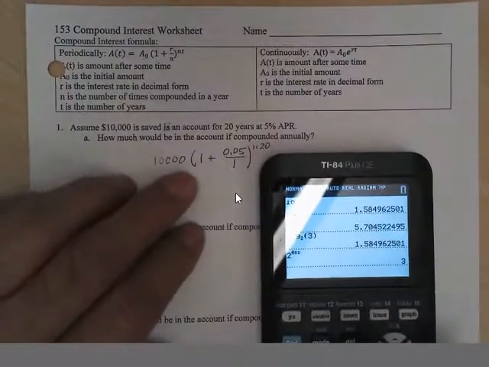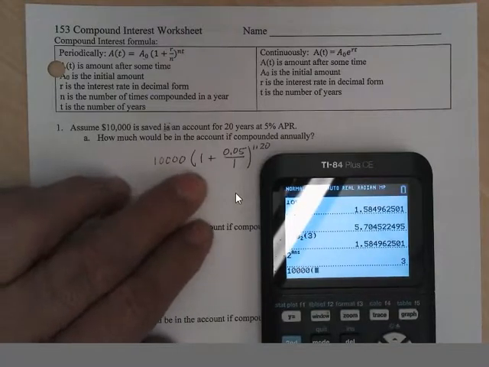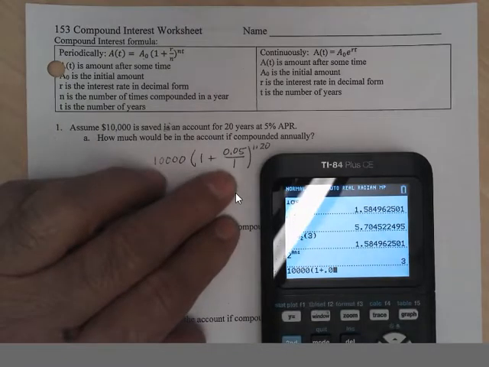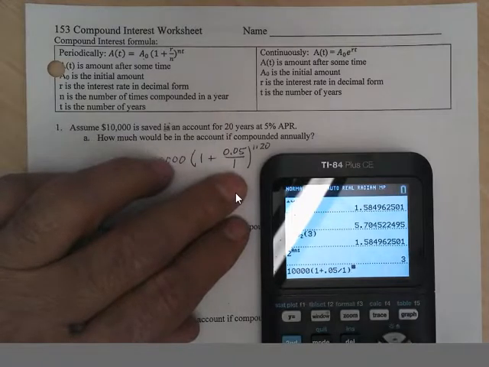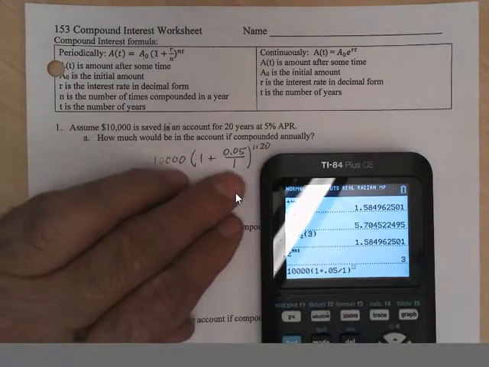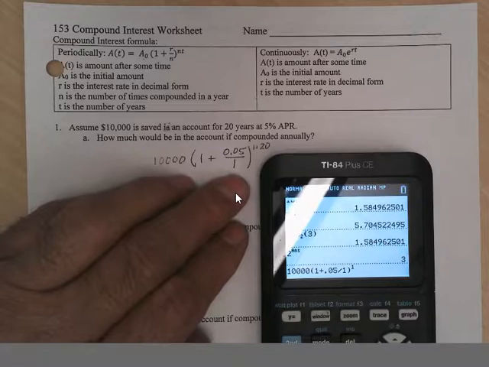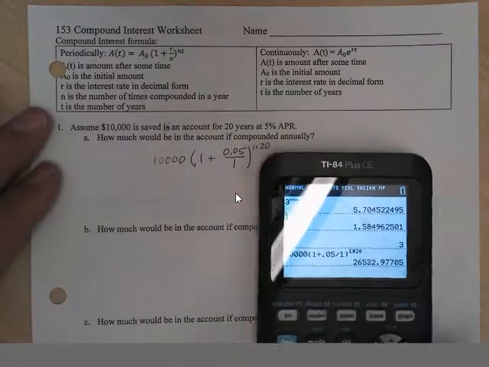and we do 10,000 parenthesis 1 plus 0.05 divided by 1 to the power, and since this calculator goes up, we don't have to keep parentheses. If you do it on a calculator that doesn't go up, then you have to do parenthesis 1 times 20, which we could have done in our head. 1 times 20 is 20, and we get 26,532.